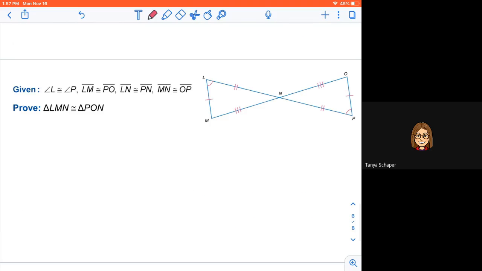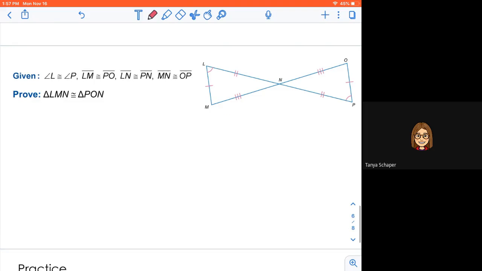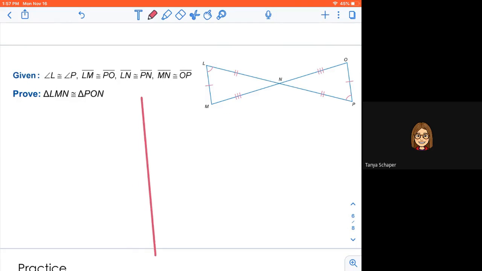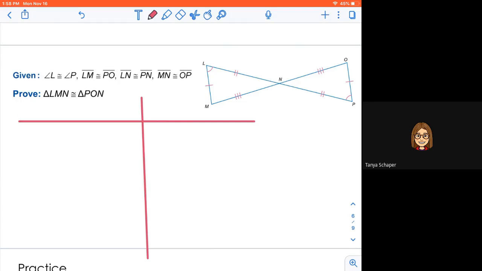So let's talk through this. Here's an example of a proof. On your paper, I want you to create a two-column proof. Okay, so statements.